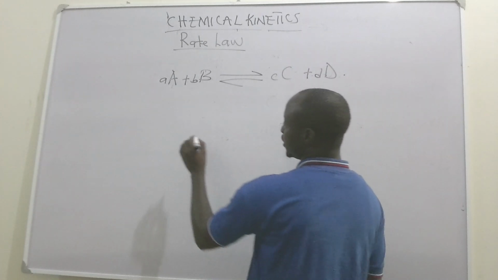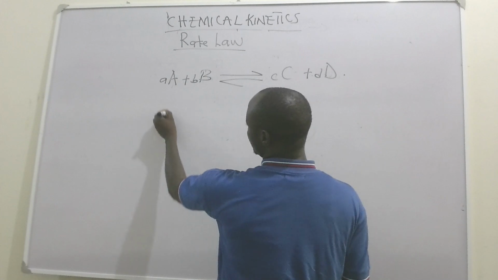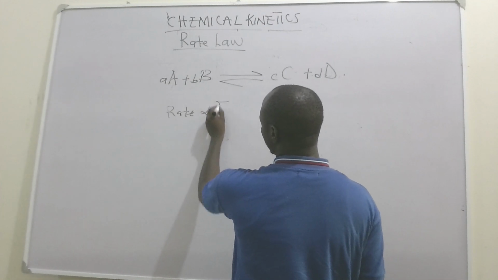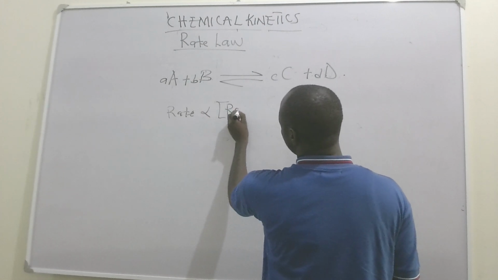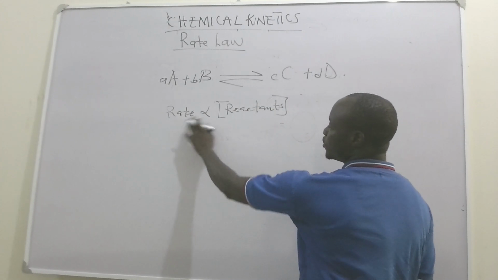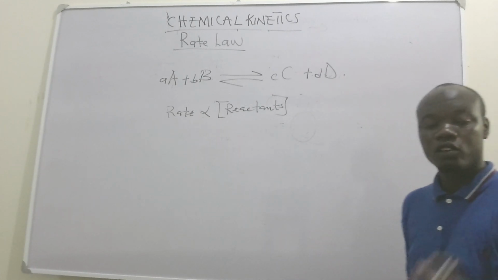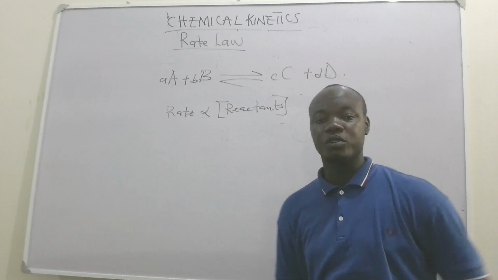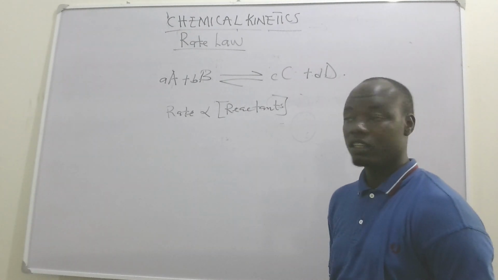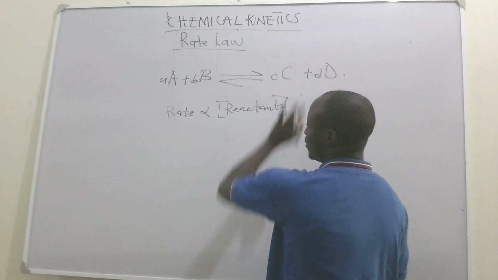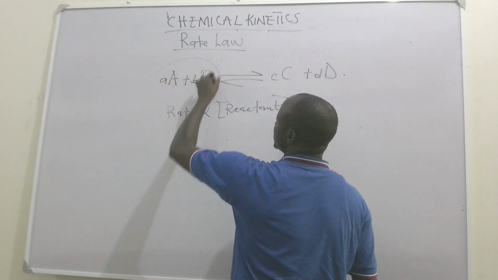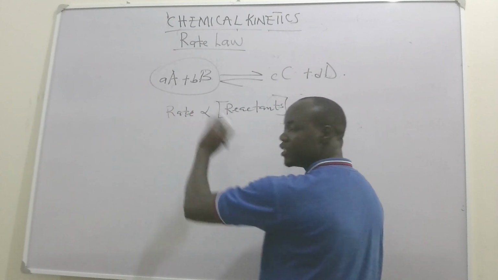So the rate law shows the relationship between the rate of the reaction and the concentration. According to the rate law, the rate of the reaction is directly proportional to the concentration of the reactant particles. So these are the reactants and these are the products.